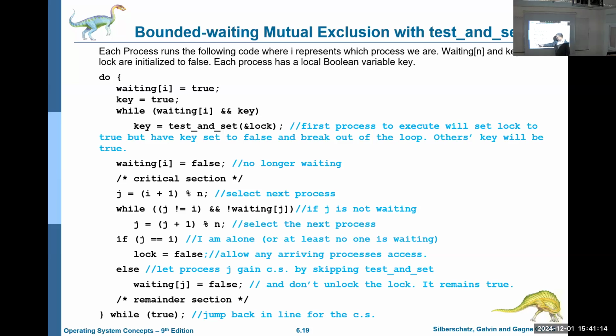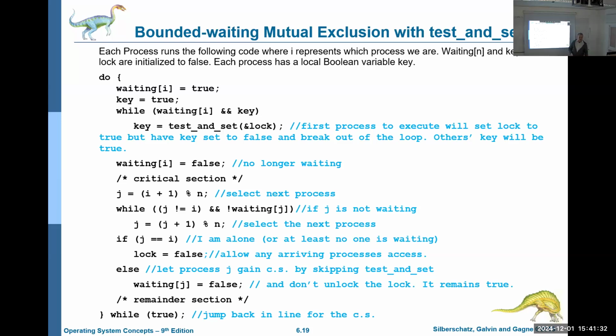J won't be equal to I. I'll go here and I'll say his waiting is false. Well, if his waiting is false, he's going to break through. He's going to skip over the test, and go in. So I'm never unlocking the door. It's like the guy who comes out of the bathroom just lets him in without unlocking, lets him in through the window.